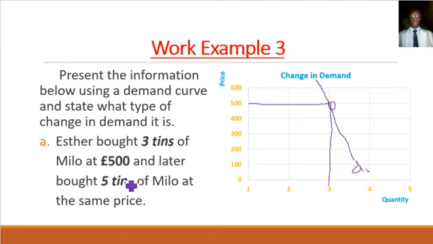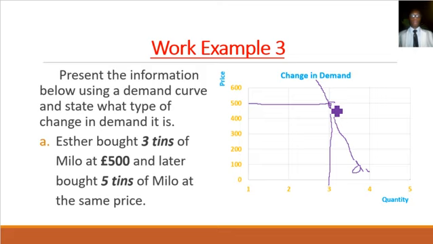Good. The question continues. Then she later bought 5 things at that same price. So at the same price of £500, you can see the price did not change. So any other thing could have been the reason for that. It could have been a change in taste. It could have been because the population rose in the family. It could have been any other reason. It might be because she expected an increase in the price later, so she decided to buy more.